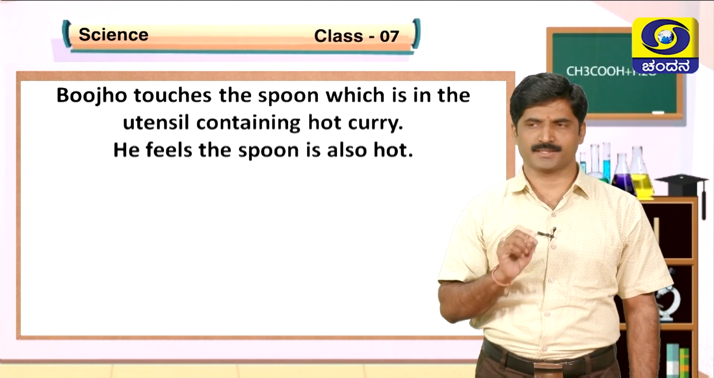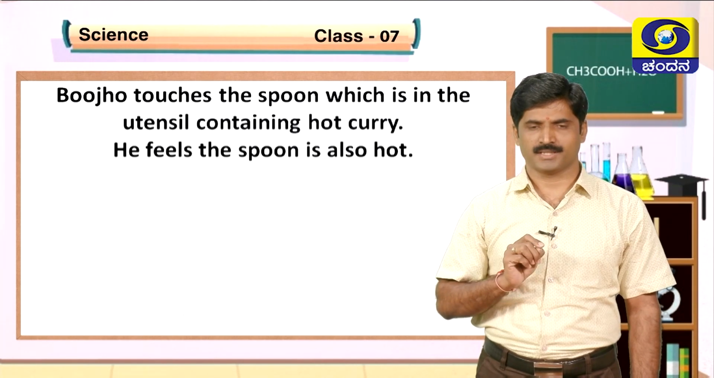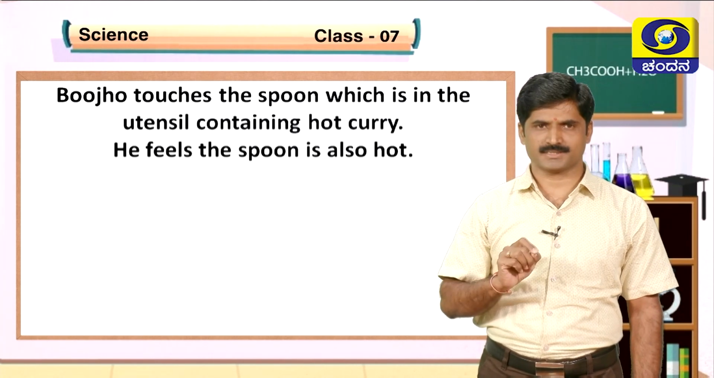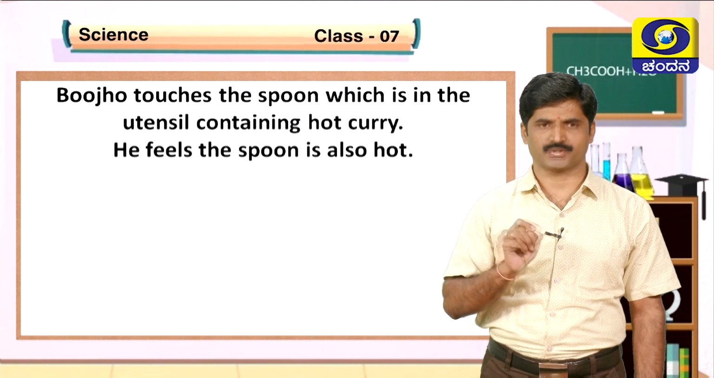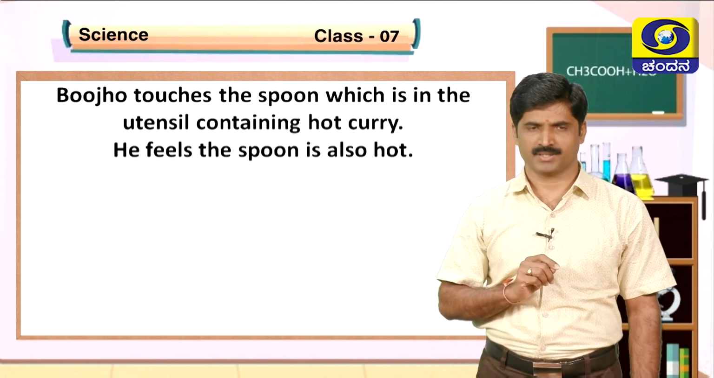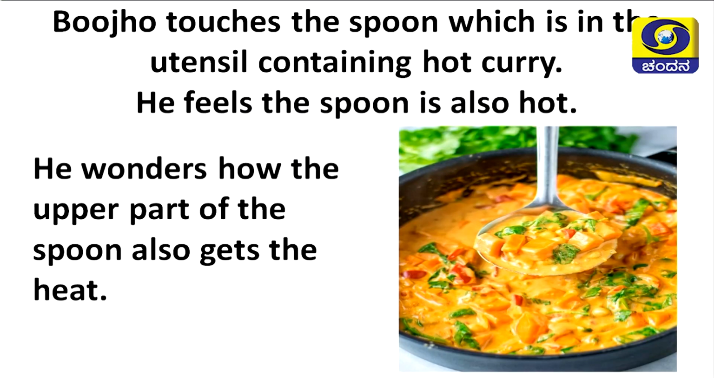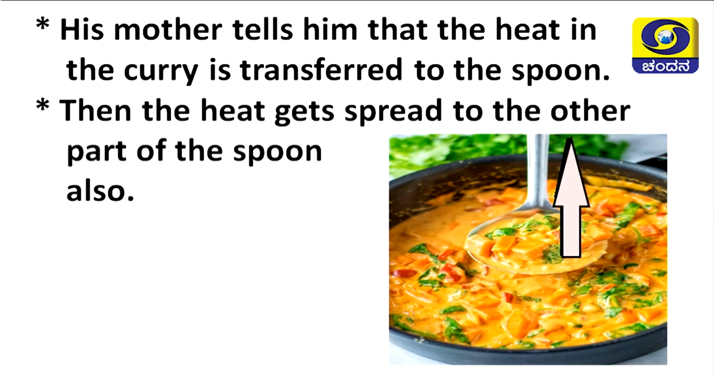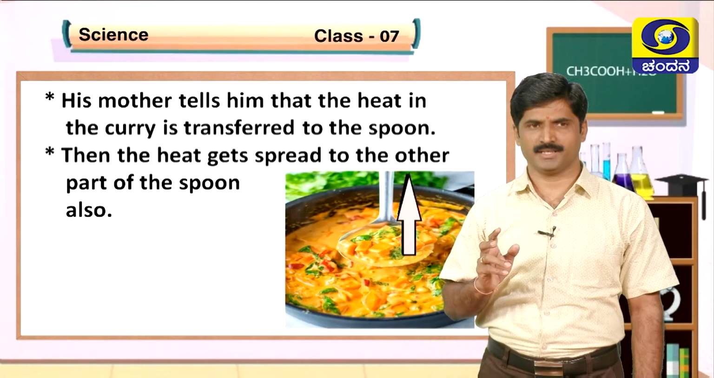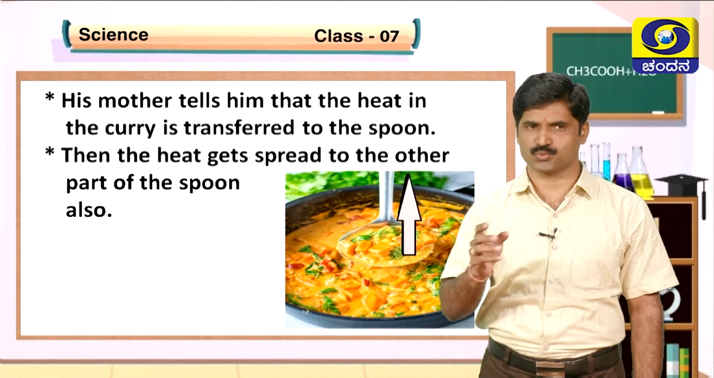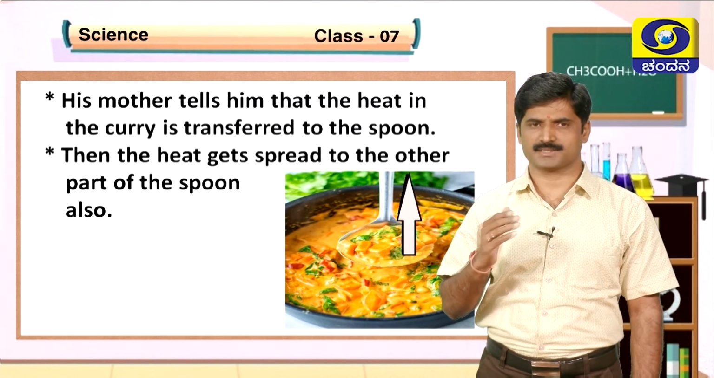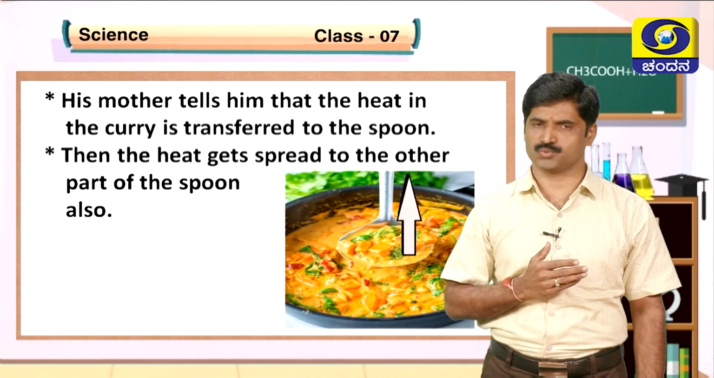Bhusho has completed his homework. Now he is in the kitchen. He touches the spoon which is in the utensil containing hot curry. He feels the spoon is also hot. He wonders how the upper part of the spoon also gets the heat. His mother tells him that the heat in the curry transferred to the spoon. Then the heat gets spread to the other part of the spoon also.